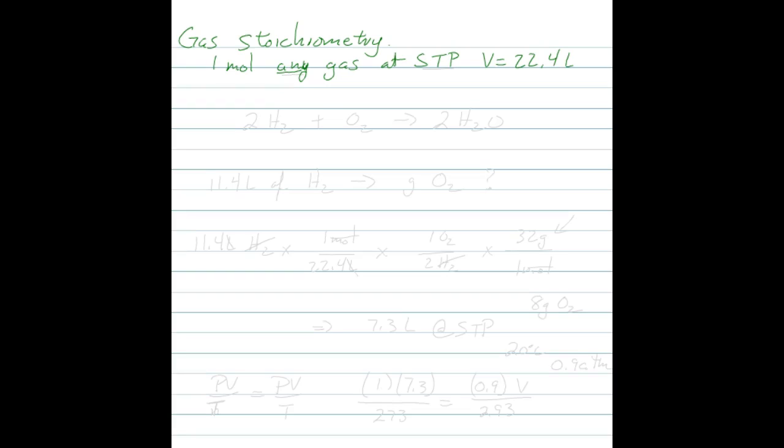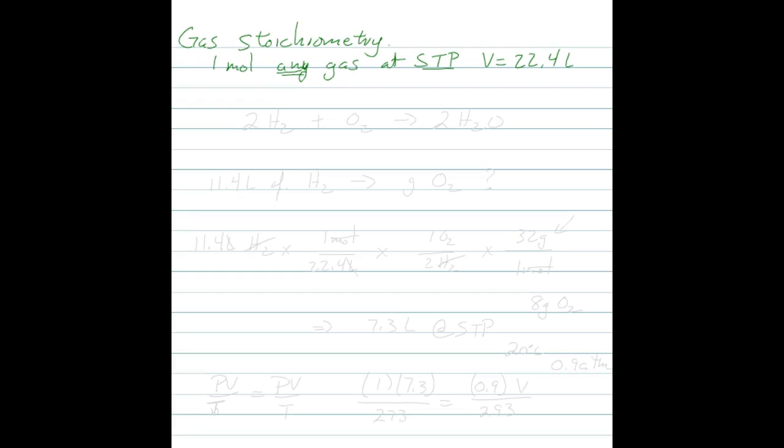Since most of the gas is empty space, the size of the gas doesn't make any difference. So the size of the particles doesn't matter, it's just the number of particles that matters. So any gas at STP, the volume is equal to 22.4. So your conversion factor would be 1 mole over 22.4 or 22.4 over 1 mole.